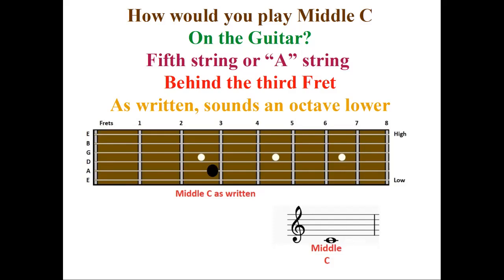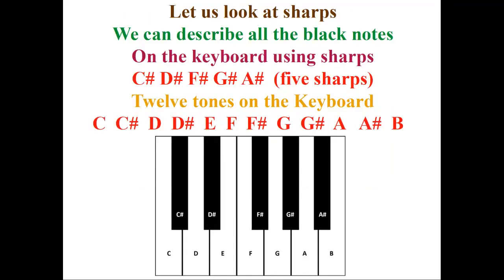And if you look how that is written in the treble clef, you'll see it's written as a middle C in the treble clef. But remember from our previous lessons, where I told you that the guitar sounds an octave lower than it is written. So middle C would be written like that on the guitar, but it would actually sound an octave lower.